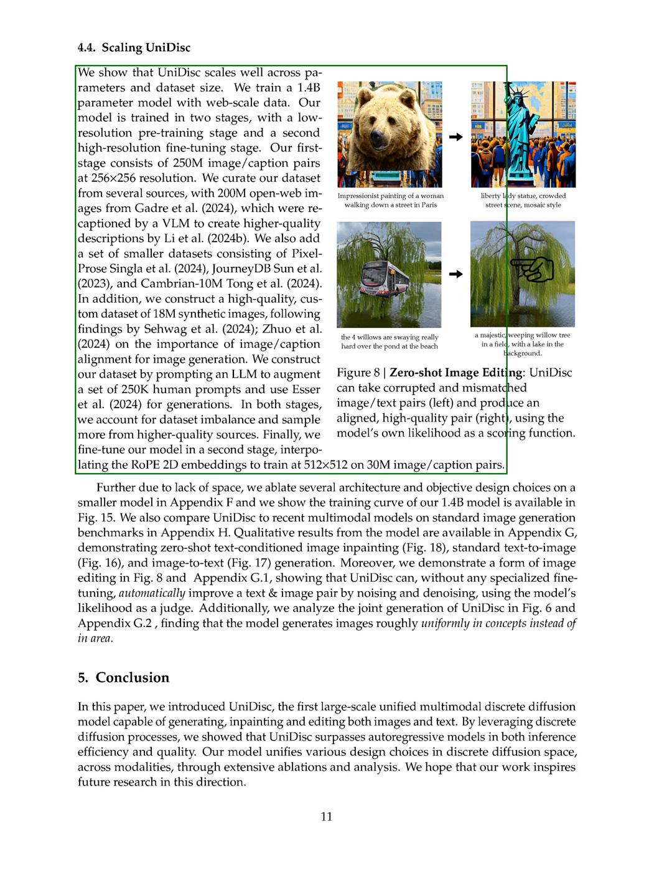We trained a model with 1.4 billion parameters using web-scale data in two stages: a low-resolution pre-training phase with 250 million image-caption pairs at 256 by 256 resolution, followed by a high-resolution fine-tuning phase. Our dataset includes 200 million open web images, recaptioned for better quality, along with smaller datasets like PixelProse and JourneyDB. We also created a custom dataset of 18 million synthetic images, emphasizing the importance of image-caption alignment. In both training stages, we address dataset imbalance by sampling more from higher quality sources.